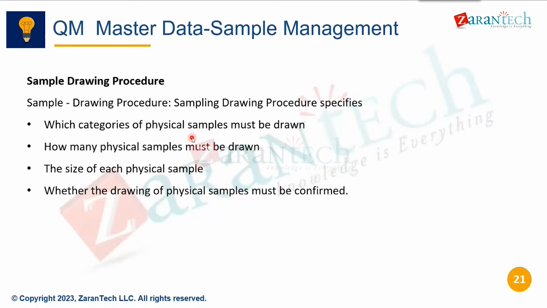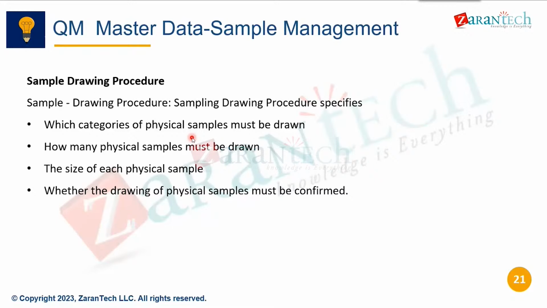Each physical sample has its own identity, meaning one number will be created for it. Against that number, we will enter the results. So this sample drawing procedure will define the size of the physical sample to be created, and what kind of sample, whether it is a pooled sample, reserved sample, or primary sample. And what is a primary sample?